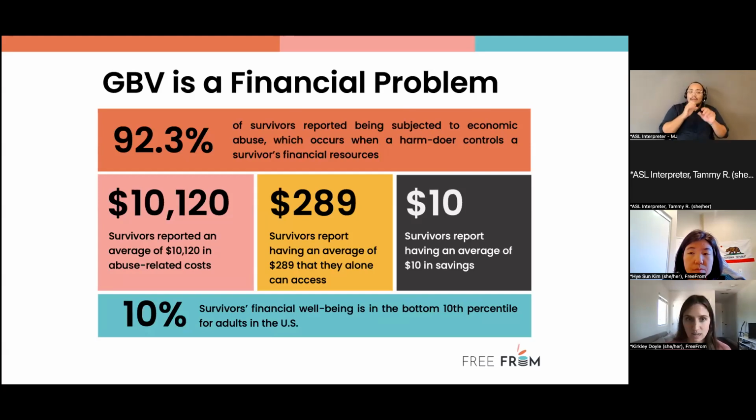And all of these stats are really important, and they're all highlighted in our report. But the two that I wanted to draw folks' attention to today are that survivors in our sample reported they only had an average of $289 that they alone could access, and that survivors shared they have just on average $10 in savings. These stats really demonstrate just how financially devastated the survivors in our sample were.